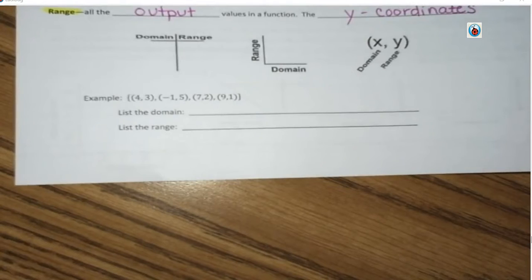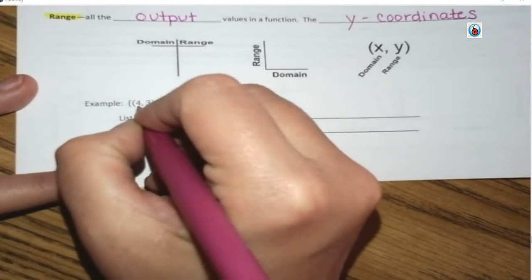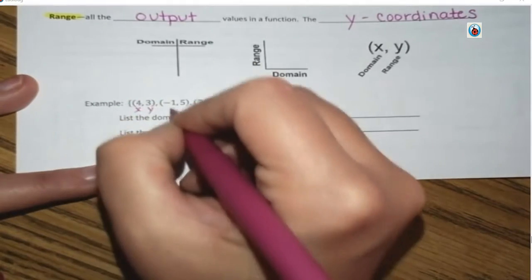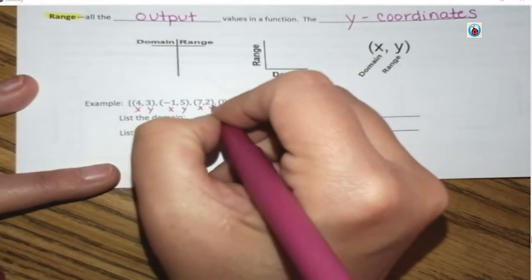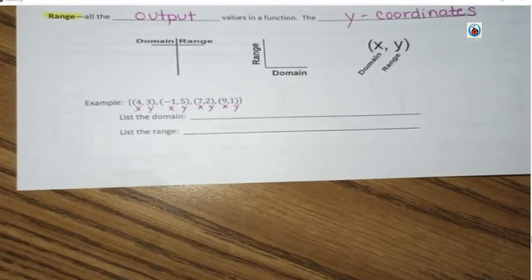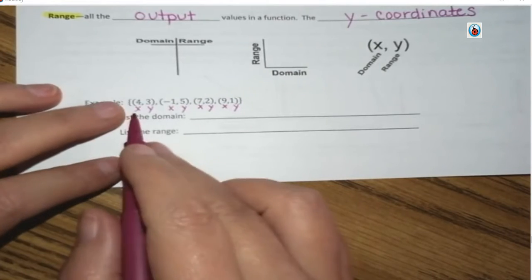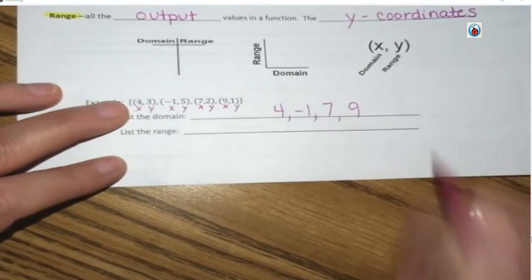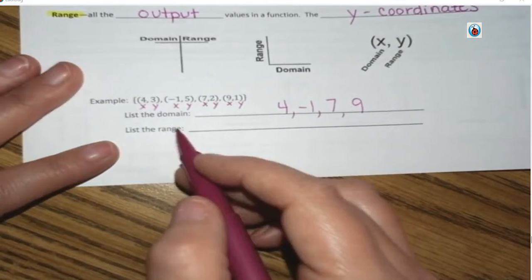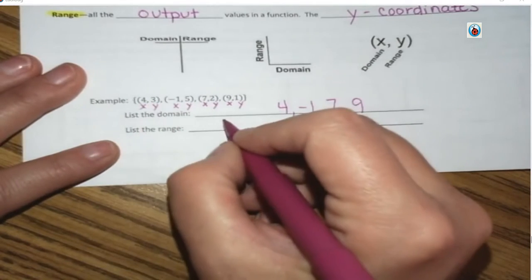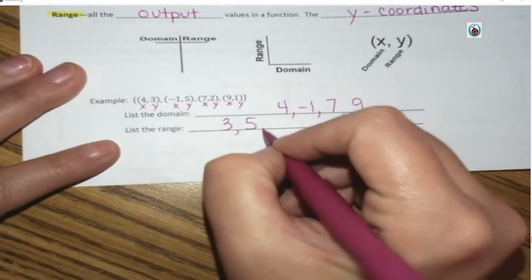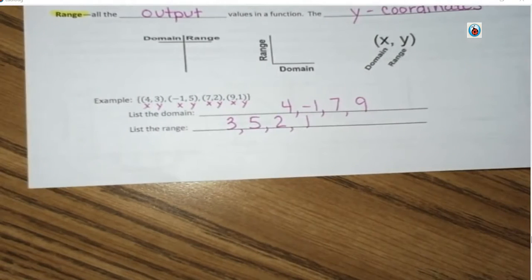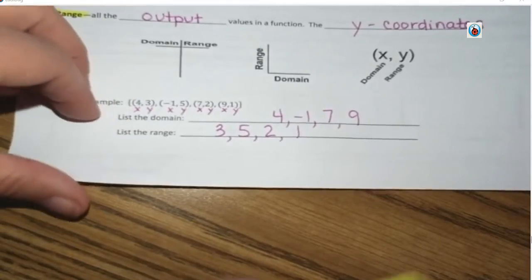Here's some x and y's. I'm just going to go through and label them. Every time you have a point, it's always x comma y. X comma y, x comma y, x comma y. So to list the domain, we're just listing out the x values. So there's a 4, there's a -1, a 7, and a 9. And the range is the y values, 3, 5, 2, and 1. Those of you that had me last year, you know I drilled this into you. The domain and the range is the x and the y's.